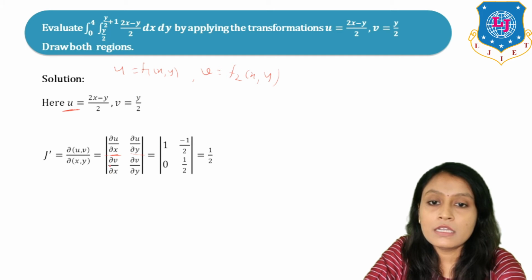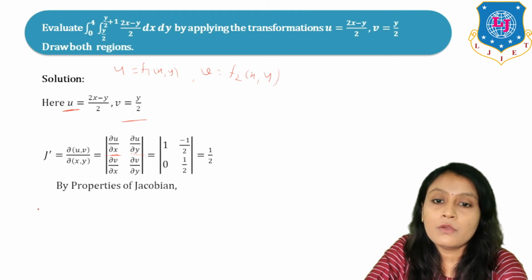Next we will find del v by del x, the derivative of v with respect to x keeping y constant. This is a constant term, so its derivative is 0. And next we will find del v by del y, the derivative of v with respect to y keeping x constant. So here you will have 1 by 2. Simplify this, so you will get the answer J dash as 1 by 2.